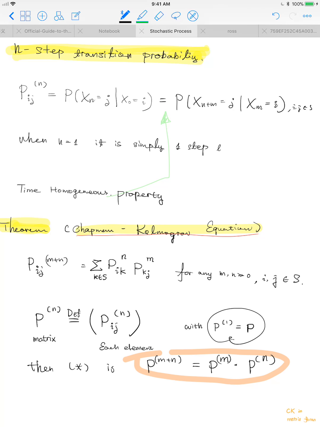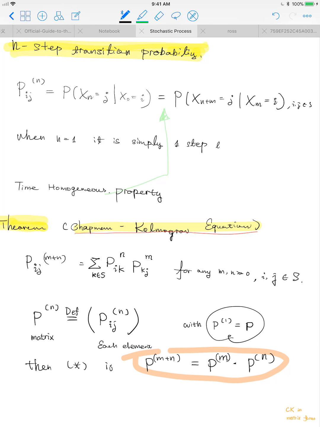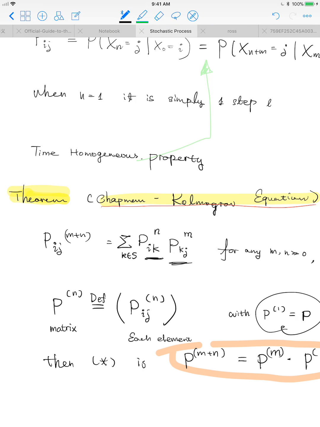It's the CK equation. What it states is literally here: Pij(m+n) equals the sum over k of Pik(n) times Pkj(m). How do we interpret it? First, like before, we know this in a matrix form.